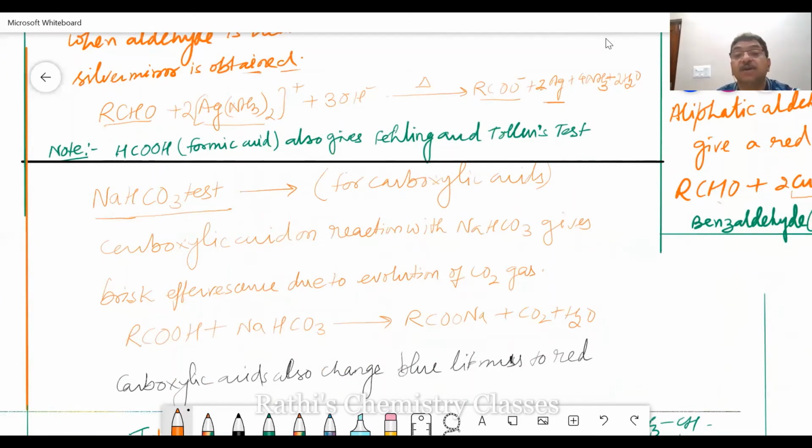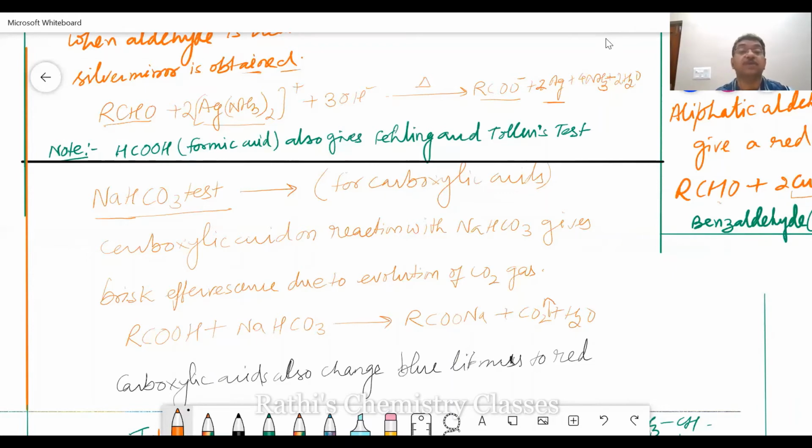Carboxylic acid on reaction with sodium hydrogen carbonate gives brisk effervescence due to evolution of carbon dioxide gas. For example, whenever you add water to ENO powder, you observe brisk effervescence, and that is also due to the evolution of CO2. It consists of citric acid with sodium hydrogen carbonate, and as soon as we add the water, they immediately react and evolve carbon dioxide gas. The same test we use here, that is sodium hydrogen carbonate.